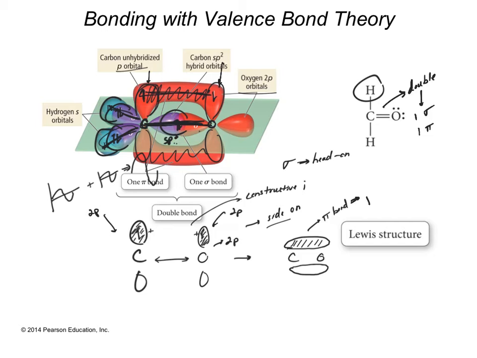Pi is a Greek letter, and everyone's familiar with pi for the most part, so I'm happy with that. But a double bond in terms of Lewis structure is actually a sigma and a pi, whereas a single bond is, again, just a sigma.